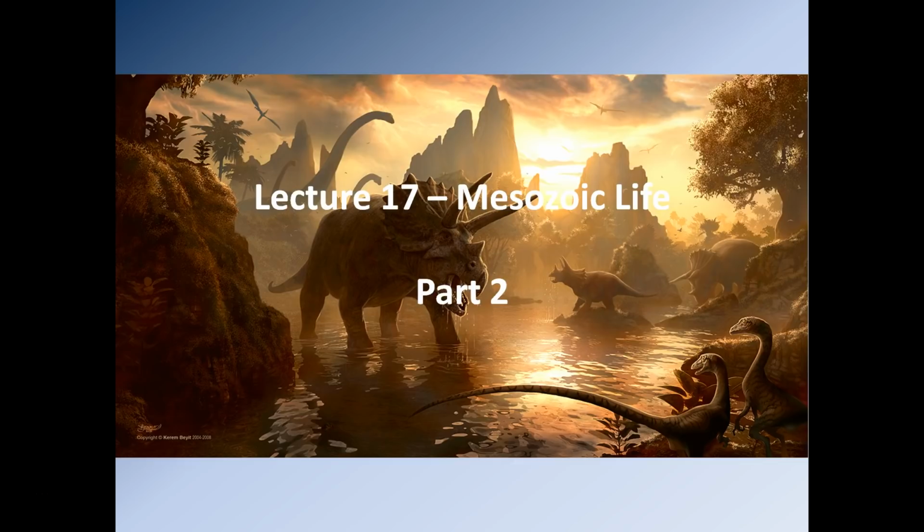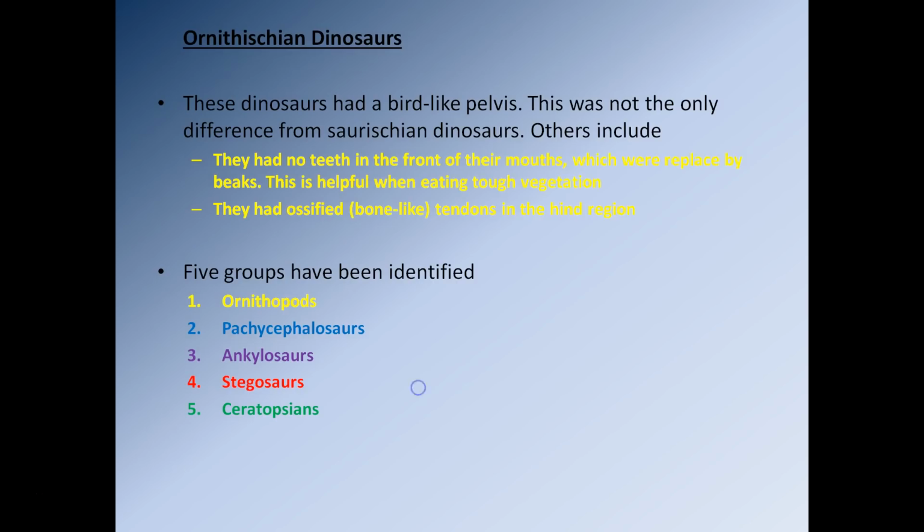So we're going to be dealing with more Mesozoic life and focusing on the dinosaurs, the marine and flying reptiles, the birds and the evolution of the mammals. We'd already done the Ceratopsian dinosaurs in the previous presentation, so now we're on to the second of the subclades of the group Dinosauria, the Ornithischian dinosaurs.